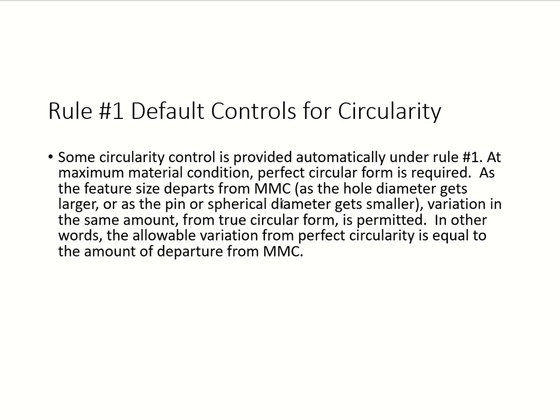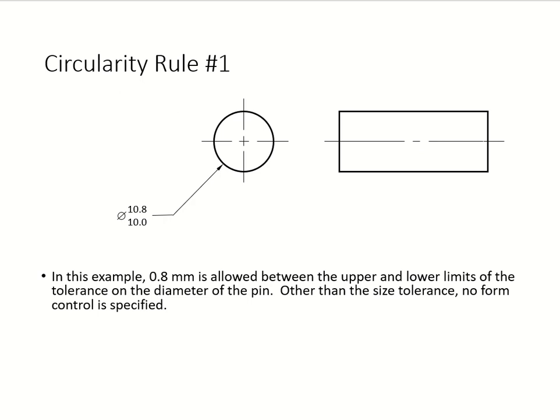Your feature size is going to depart from MMC, and every time something departs from MMC, you're getting variation in that feature. So from true circular form at MMC, it's going to go down however much smaller you get. So the allowed variation from perfect circularity is equal to the amount of the departure from MMC. As you go towards LMC, your perfect circularity reduces.